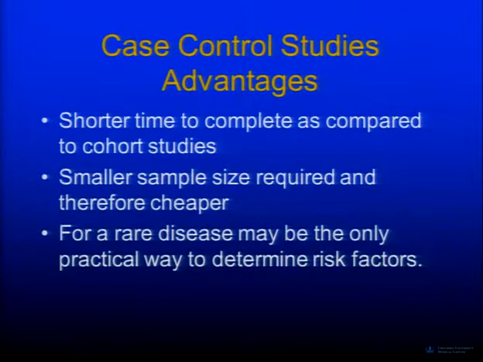There is a smaller sample size required, so therefore it's cheaper. Most of the case control studies that I did were somewhere between 100 and 600 people, 100 in each group, the cases and the controls. So they can be cheaper. The other very important thing is that if you have a really rare disease, it may be the only practical way to try and get at what are the risk factors for that disease. So for example, if the rate of a disease is 1 in 10,000, if you did a cohort study, just think of how many people you'd have to follow to get enough cases to make sense out of what are the risk factors and what are not.